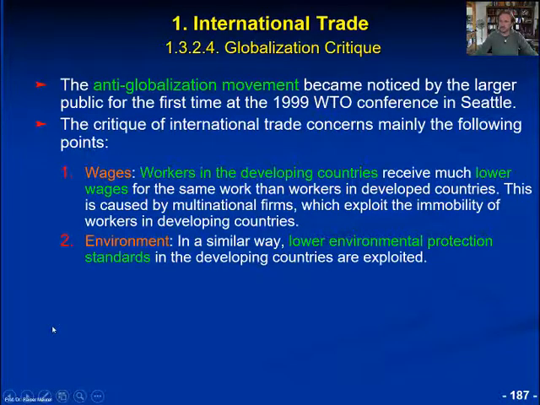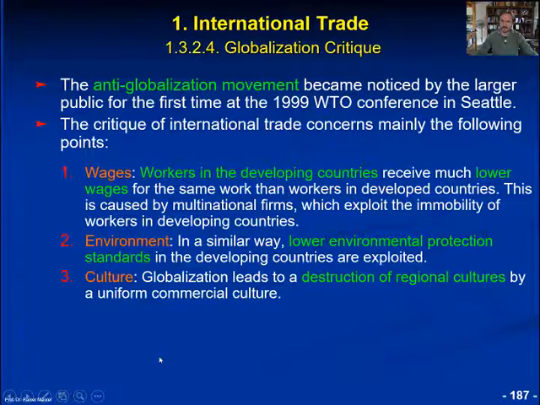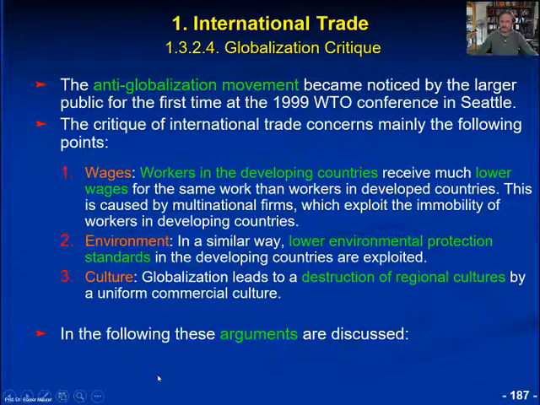Second criticism. In a similar way, lower environmental protection standards in the developing countries are exploited. And third criticism. Globalization leads to a destruction of regional cultures by a uniform commercial culture. In the following, these arguments are discussed.